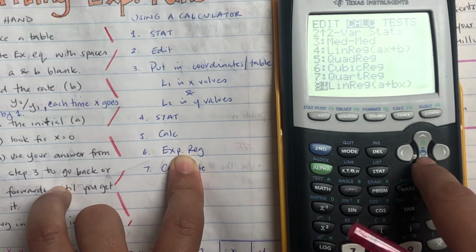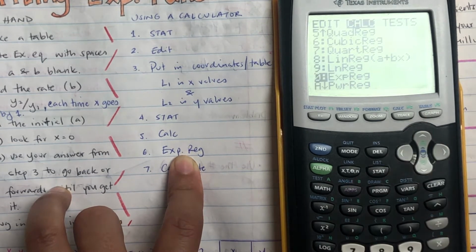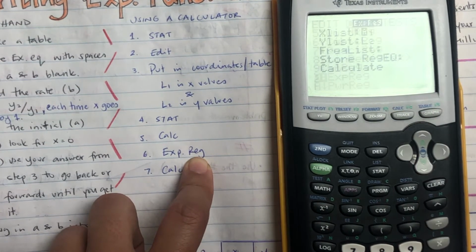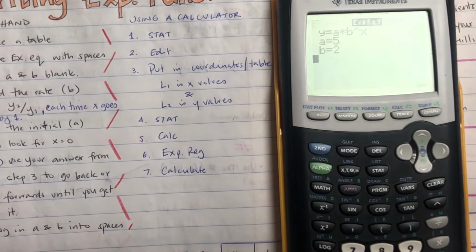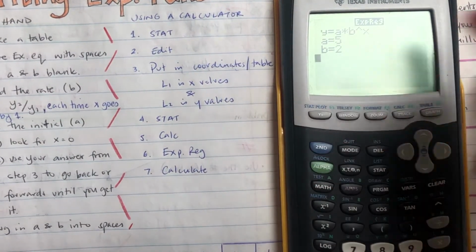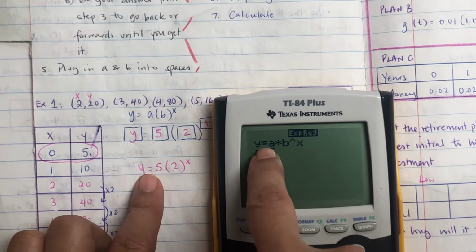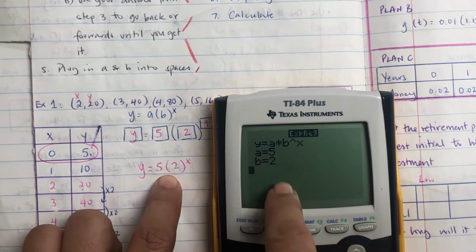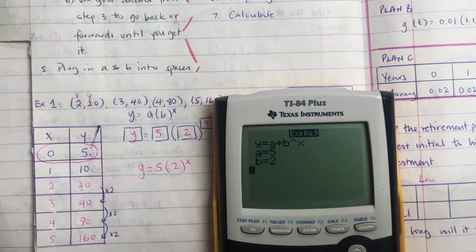This is a listening check. Color in step 6, exponential regression. Okay, so I'm looking for exponential regression. Press enter, and you want to calculate. So enter, enter, enter, enter, enter. And boom, this is my equation. So you'll see it says y equals a b raised to the power of x. My a is 5, my b is 2. And that's how you make sure you do it with the calculator.